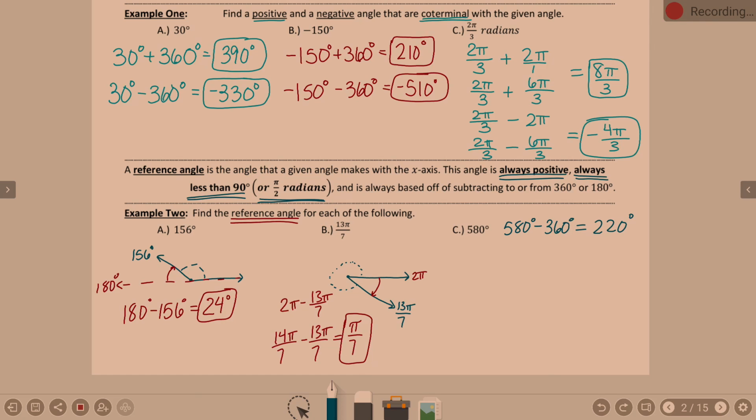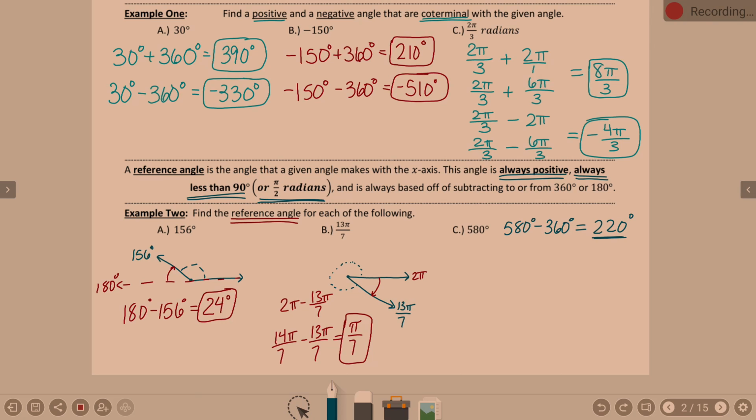Does your brain have a little bit better idea of where 220 is? Can your brain work with that one? So anytime you have an angle, whether it be in degrees or radians, that is bigger than 360 or bigger than 2 pi, before you do anything with it, I would subtract off the 360 or the 2 pi. Make it something I can work with.